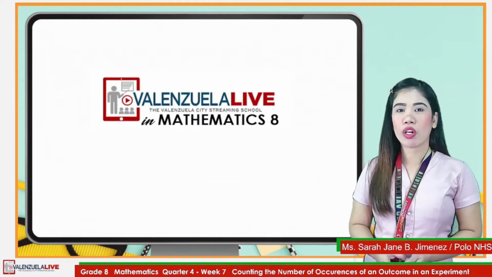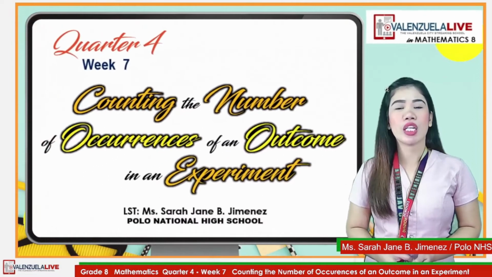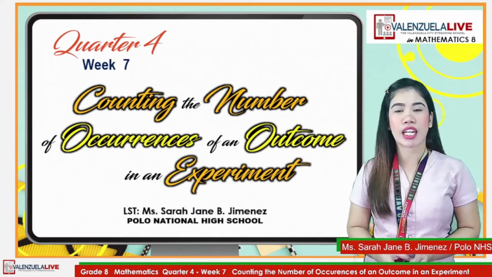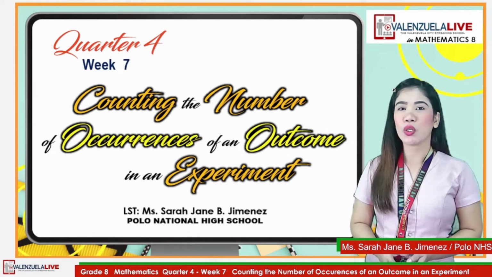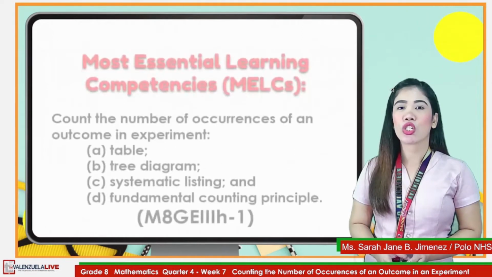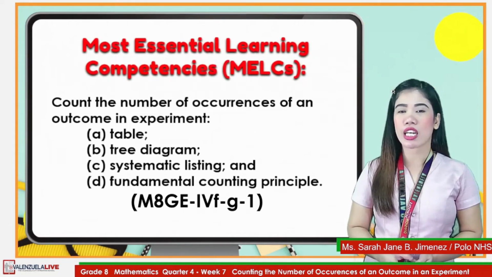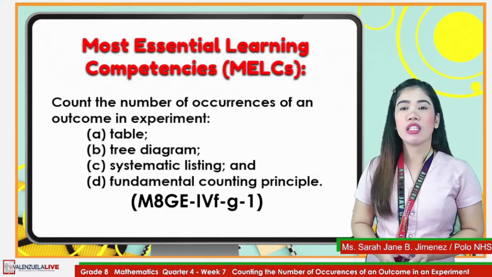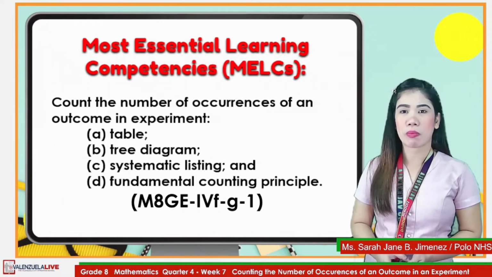We are now on quarter 4, week 7, wherein we will discuss counting the number of occurrences of an outcome in an experiment. Let me present to you our objective for today. At the end of the discussion, you should be able to count the number of occurrences of an outcome in an experiment with the use of table, tree diagram, systematic listing, and fundamental counting principle.